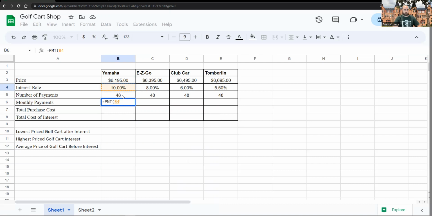Typically, you buy a car, you're looking at 36 payments, 48 payments, 60 payments, 72 payments. Don't ever go over 60 though. Even if you save a little bit of money, the interest will absolutely kill you.